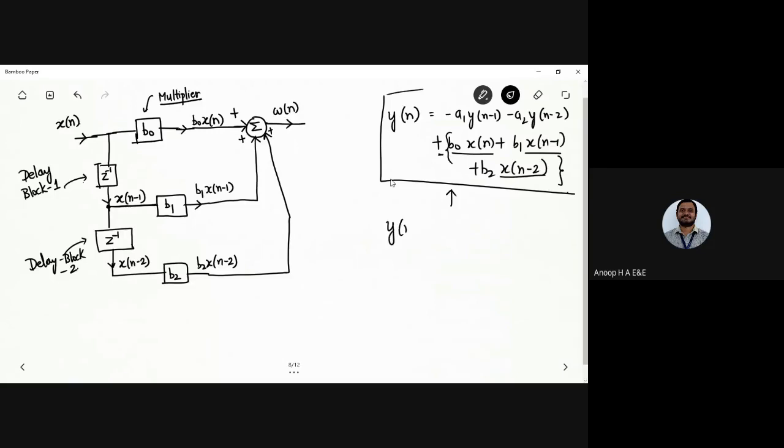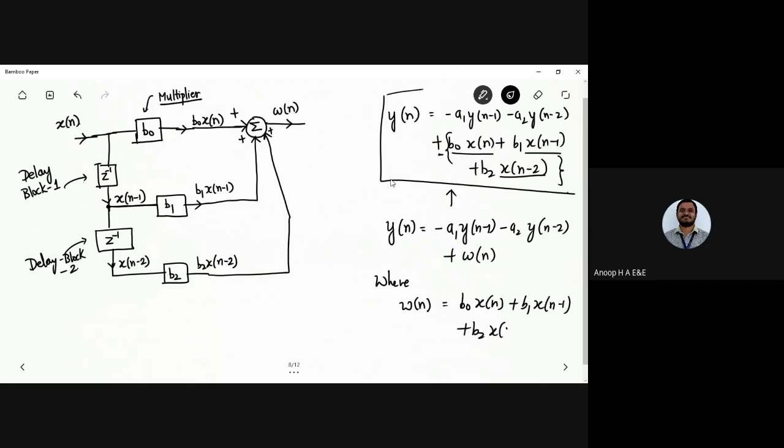So I can write the equation y of n as minus a1 y of n minus 1 minus a2 y of n minus 2 plus w of n. Where w of n is equal to b naught x of n plus b1 x of n minus 1 plus b2 x of n minus 2. Okay, so that is w of n.